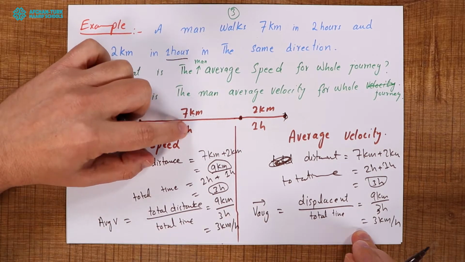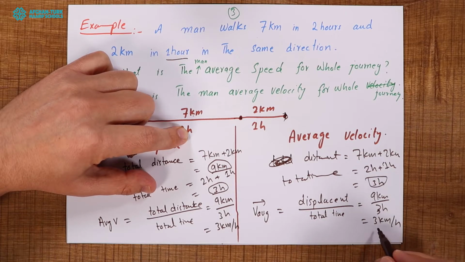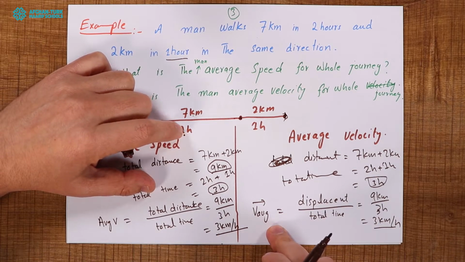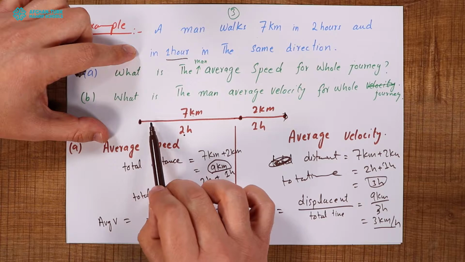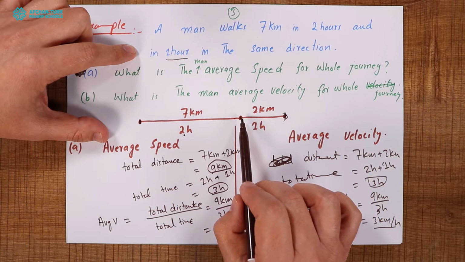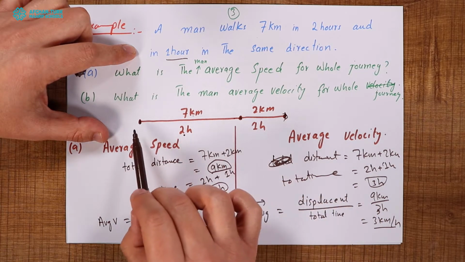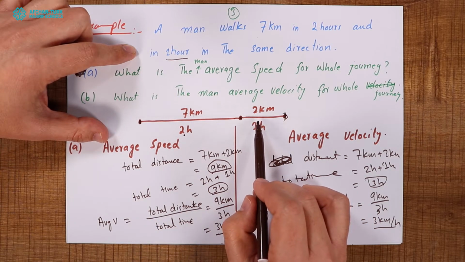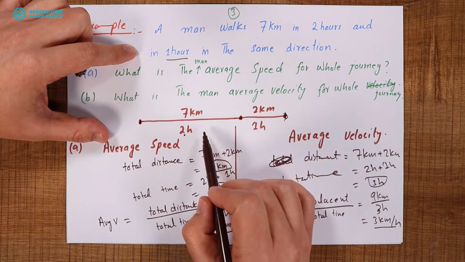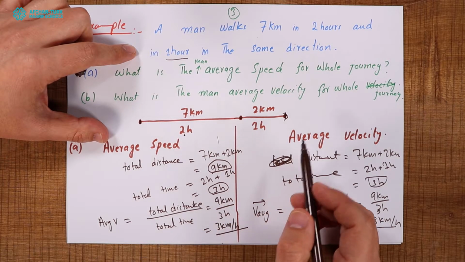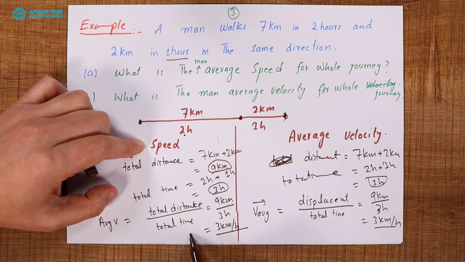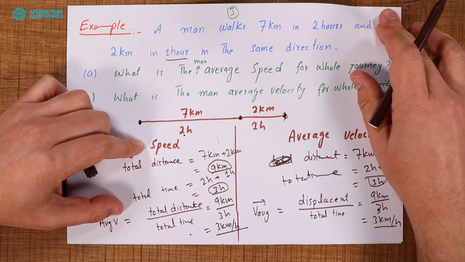Now if we see this example, the average velocity is 3 kilometers per hour, and the average speed is also 3 kilometers per hour. Both are the same. Remember one thing: if the direction is the same, I mean there is no change in direction, in that case the average speed and average velocity must be the same. But if the direction is opposite or different, we will see in the next example, there must be a difference between the average speed and average velocity. Let's see another example here.